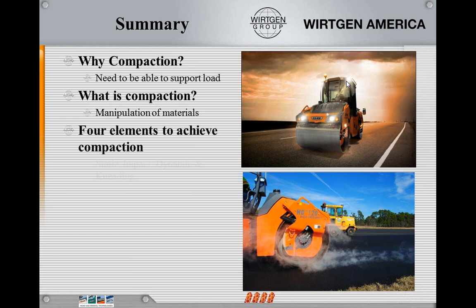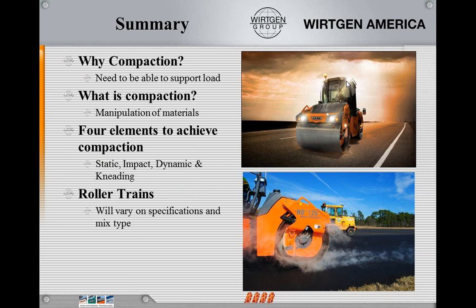Four elements to achieve compaction. We have the static, we have the impact, which is probably more on the soil side. We have the dynamic annealing, which is on the asphalt side, that we use depending on the type and thickness of the material that we're going to be looking at. Roller trains, really just how many. A lot of times people understand the mixes. They know what kind of rollers they need and how many they need to get the job done. Some locations will specify, based on the mix type as well, what we're going to try to use for equipment in our roller train.